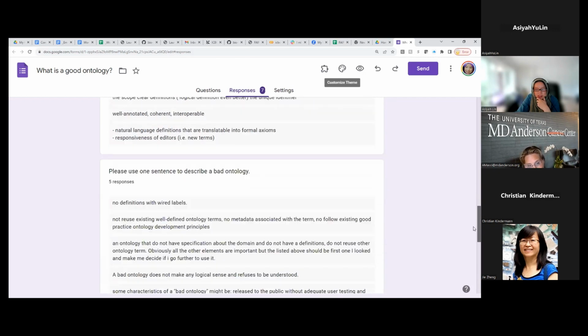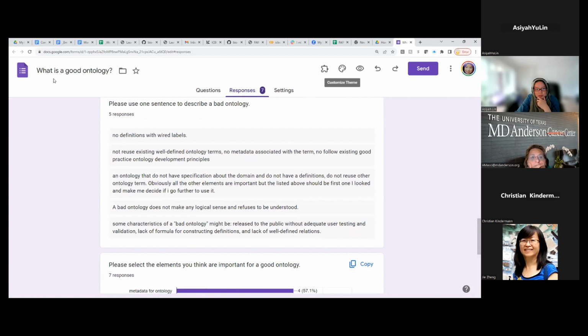Okay, then I asked people to give me some descriptions of what a bad ontology is. It is interesting to see, because then we will not do this. One is no definitions with weird labels, not reusing existing well-defined ontology terms, no metadata associated with them, and not following existing good-practice ontology development principles. Another: an ontology that does not have a specification of the domain, does not have definitions, and does not reuse other ontology terms. Obviously all the other elements are important, but those listed above should be the first things I look at, and they make me decide if I go further to use it.